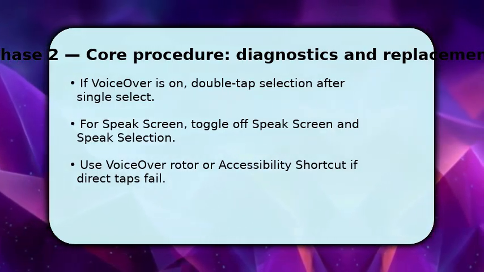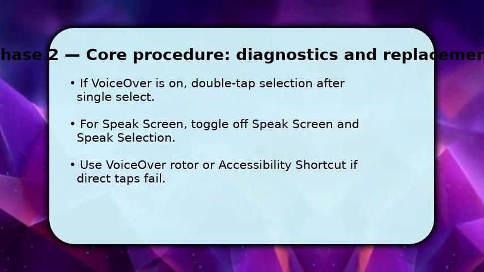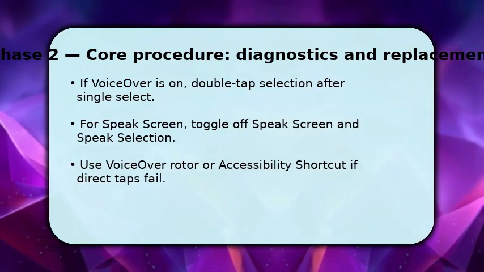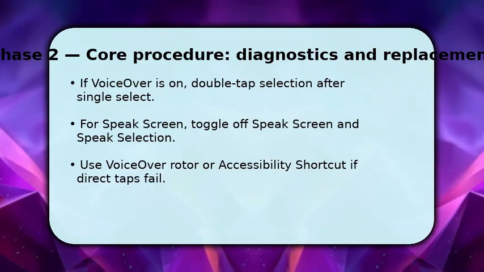If you can't tap normally, use the Accessibility shortcut. Triple-click the side or home button to toggle VoiceOver. Make sure to confirm the toggle, move to off so normal touch returns.